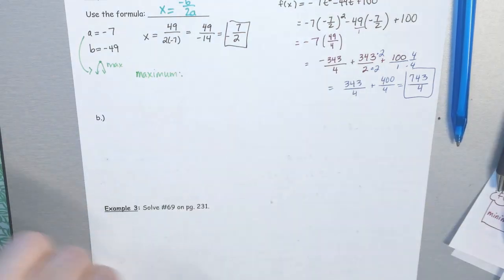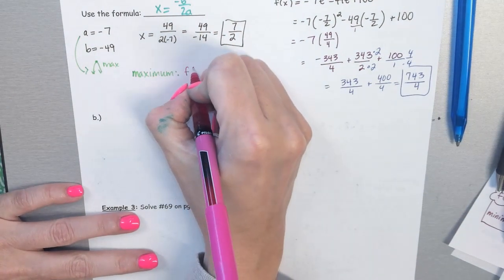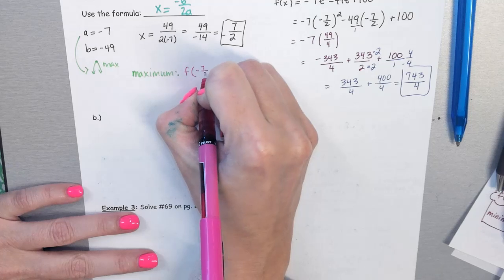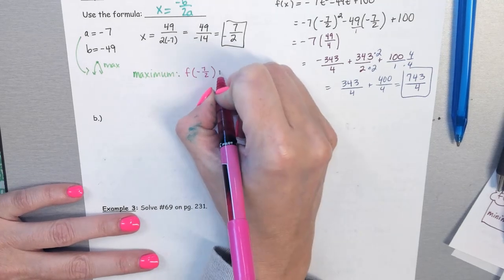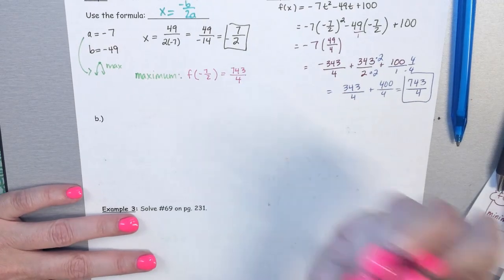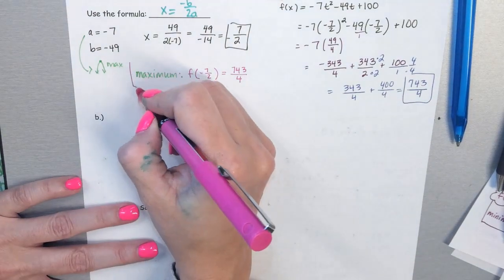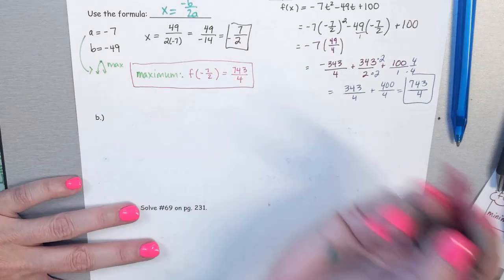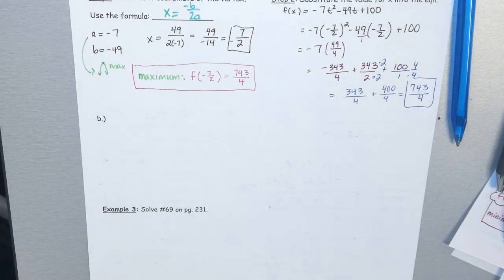Okay, and then we're going to write this the same way in function notation. So f of negative 7 over 2 is equal to 743 over 4. And you could write that as a mixed number, but you don't have to, and it is preferred as an improper fraction. If you didn't have your calculator, writing it as a mixed number would just be an extra step for you.